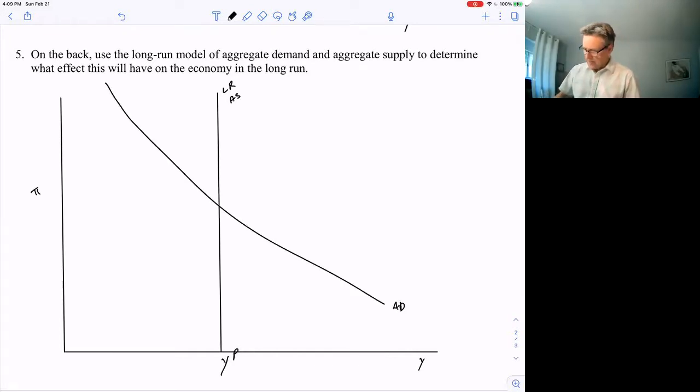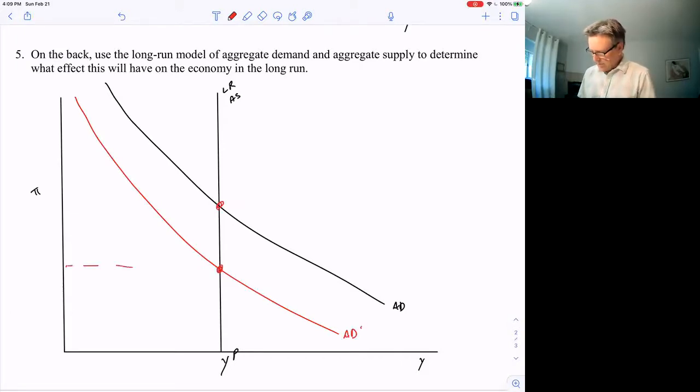So a shift to the left of aggregate demand because of the rise in interest rates means that in the long run, the only thing that's going to happen is that inflation falls, but output will be the same. The long run will be back on the edge of the PPF. And that makes sense: the Fed decreases the money supply, and eventually that has an effect by lowering the inflation rate.